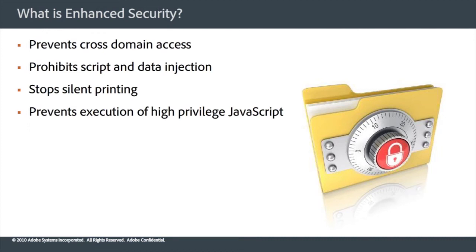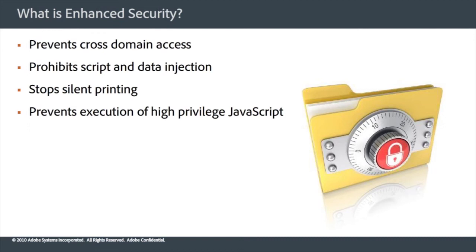It stops silent printing to a file or hardware printer, and prevents execution of high-privileged JavaScript. These protections are specifically targeted at protecting users against popular web attacks such as cross-site scripting, cross-site request forgeries, and others. When enabled, enhanced security may affect legacy and new PDF workflows.